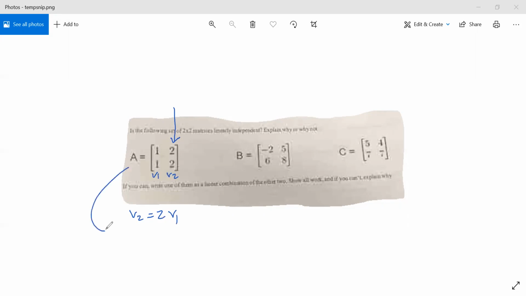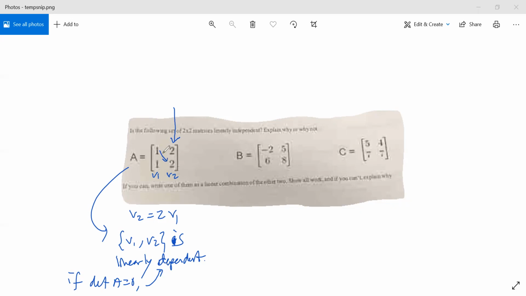So for the first matrix, I will say that V1, V2 is linearly dependent, sorry, linearly dependent. Also, if the determinant of A equals 0, then it's also linearly dependent. And the determinant is just a product of these numbers. So 2 times 1 is the product of these numbers. So that makes that linearly dependent as well.